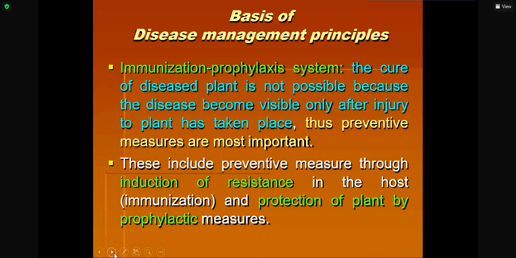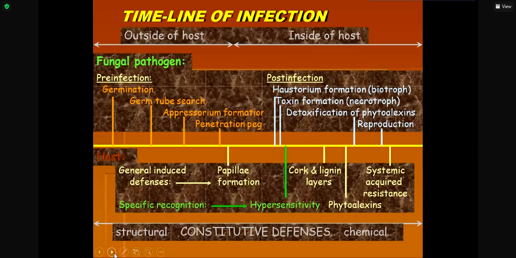Then we have to think about how we can manage the disease. So could you please repeat the previous line? Yes. I will provide you the slides, so you don't need to worry about this. Okay.